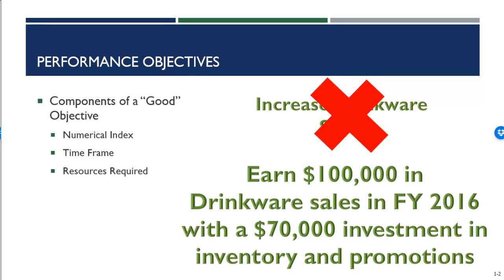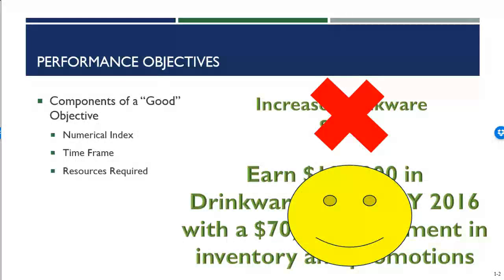Now, if we have an objective that says we want to earn $100,000 in drinkware sales in fiscal year 2016 with a $70,000 investment in inventory and promotions, that is a great objective that gives us something to measure. Right? So we have our numerical index. We know that we want to earn $100,000 in drinkware sales. We have a time frame. We know we want to earn that money in 2016, the fiscal year 2016. And we know that it's going to require $70,000 in resources. So that's a great objective.